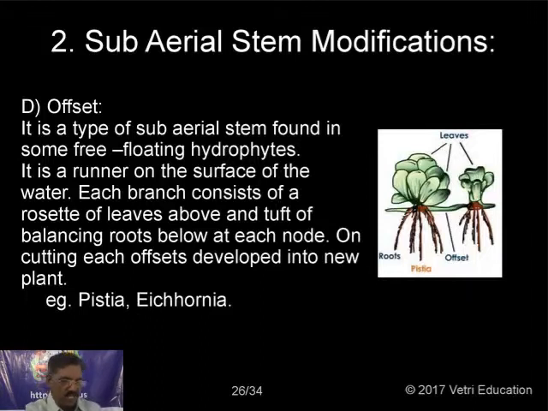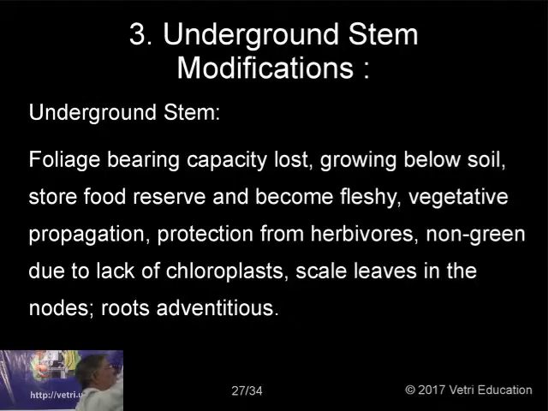These two plants generally grow in the tanks in the villages, etc., and within no time completely spread over the surface, and it causes eutrophication. The animals found in the low level or below the water will die, and you get a foul smell. So these are nothing but runners on the surface of the water. Next we will have underground stem modifications.